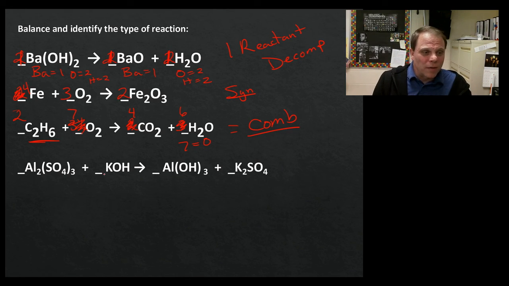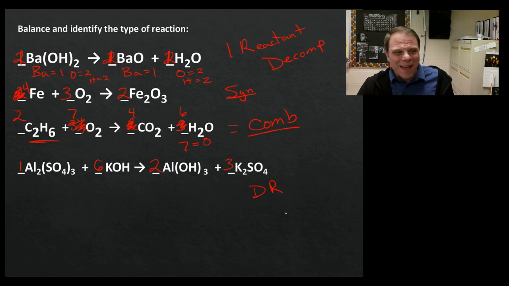All right, on this one, I've got 2 aluminums over here, so I'll throw a 2 there. And I've got 3 sulfates, so let me throw a 3 there. That gives me 6 potassiums. Let me throw a 6 there to get my potassiums good. And now my hydroxides are 6, 6, aluminum, boom, I'm done. Okay, so that's like a 1 right there, right? And so now this has got a lot of things in there, and yes, if you look at it carefully, they're swapping partners. So this is a double replacement or double displacement reaction, okay?